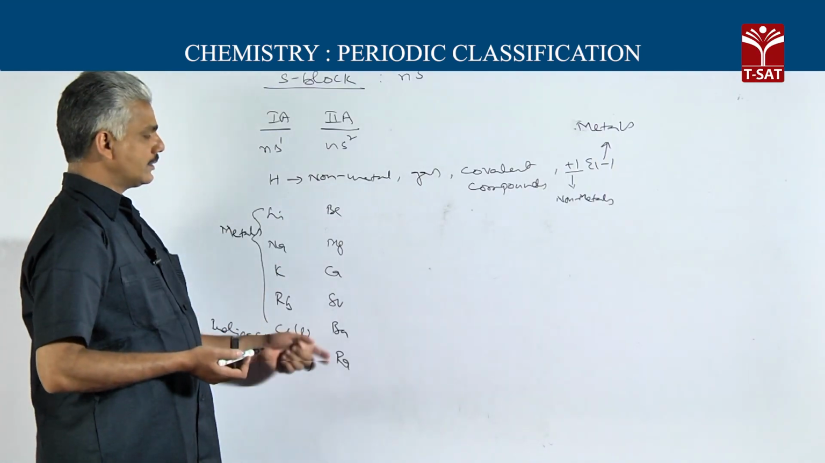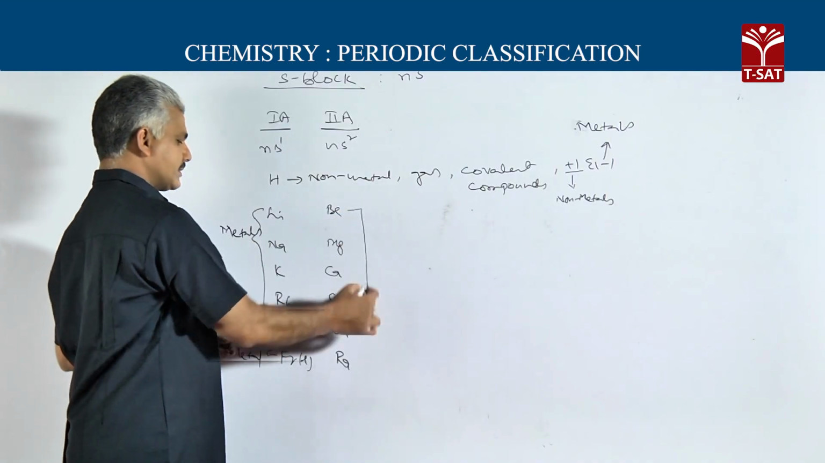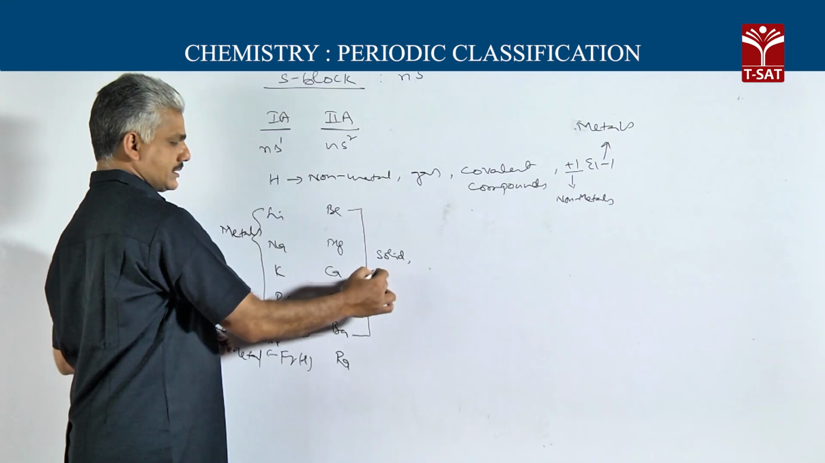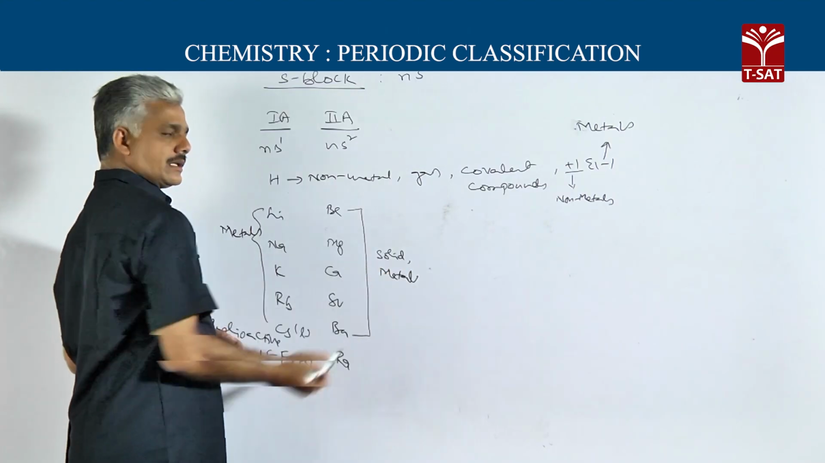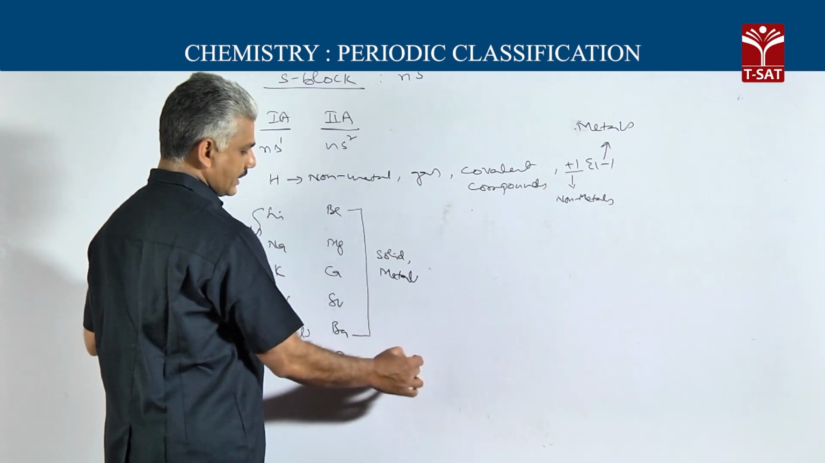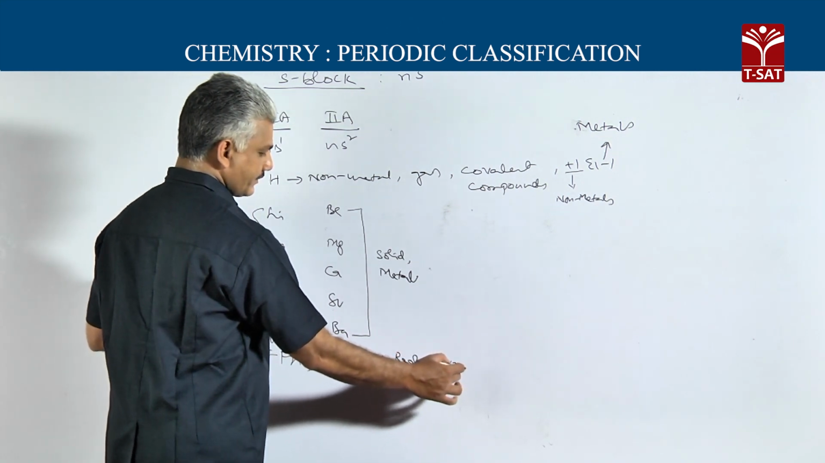Similarly, in the 2A group, all the elements starting from beryllium to barium exist in solid state as well as metals. Radium is another radioactive metal.